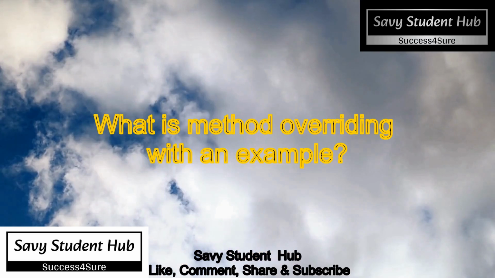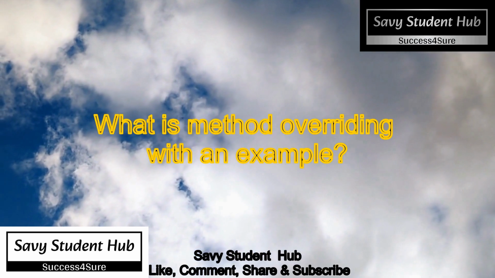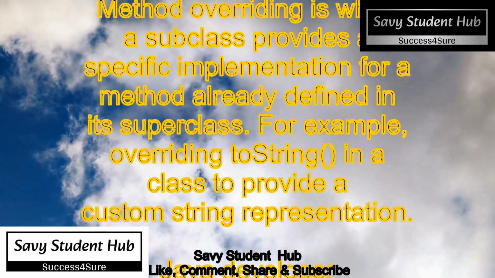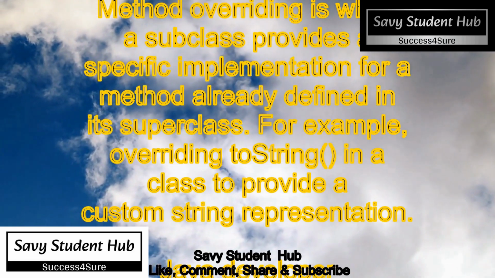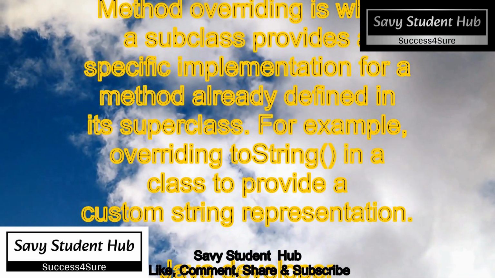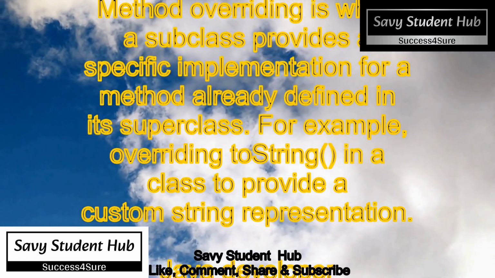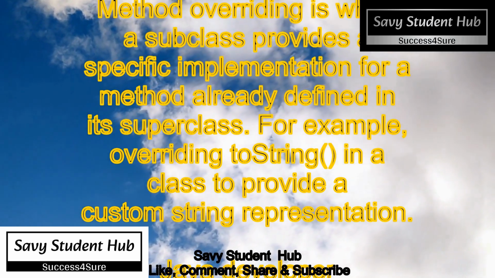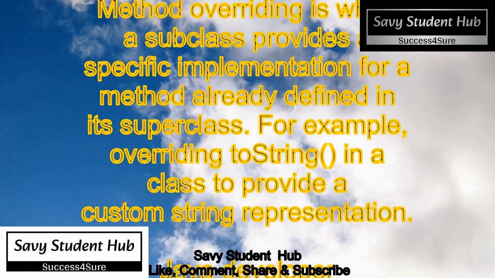What is method overriding with an example? Method overriding is when a subclass provides a specific implementation for a method already defined in its superclass. For example, overriding toString in a class to provide a custom string representation.